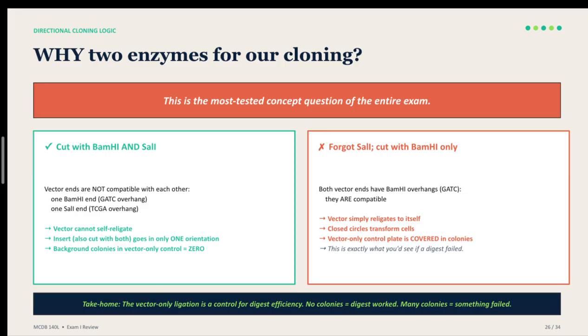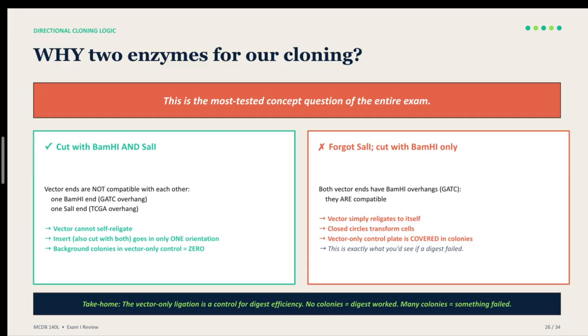So cutting with BamHI and SalI, we cut the vector with both enzymes, and the resulting linear vector has 2 different ends, right? BamHI end has a GATC overhang, SalI end has a TCGA overhang. They're not complementary, so the linear vector cannot close back up on itself. The PCR product also has BamHI on one side because we put it on the reverse primer, and SalI on the other, which is the forward primer, which means it can only ligate in one way. The vector-only control plate should have 0 colonies.